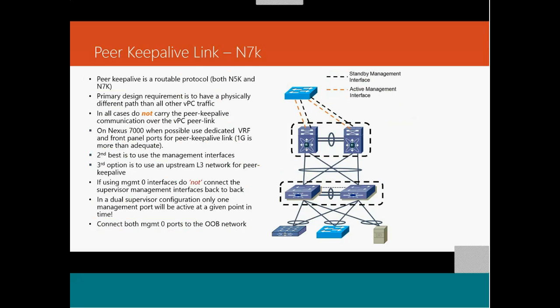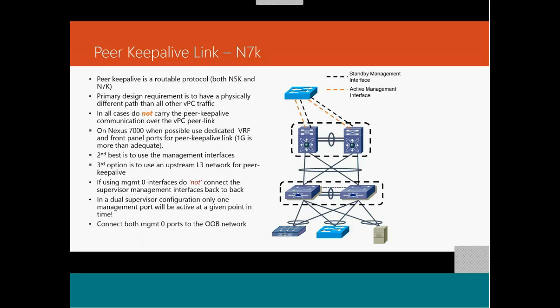On Nexus 7K, now there are two parts. This is where you asked a question on the primary and the secondary, right? The supervisors. Now, generally, when you are configuring the peer Keepalive link, even on the management interfaces, we need to have two separate links for the Keepalive mechanism, both from the primary as well as from the secondary supervisor on both the switches.